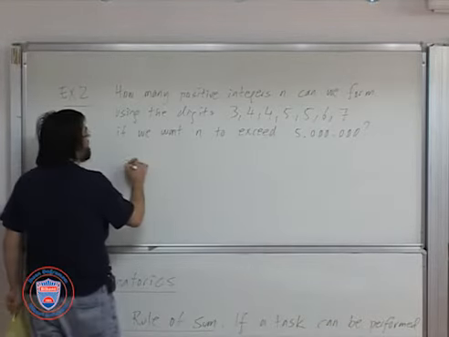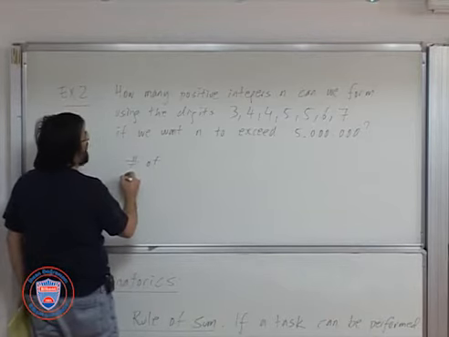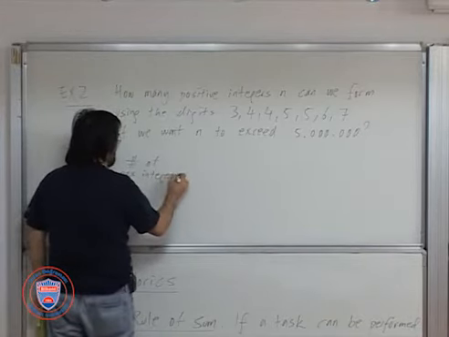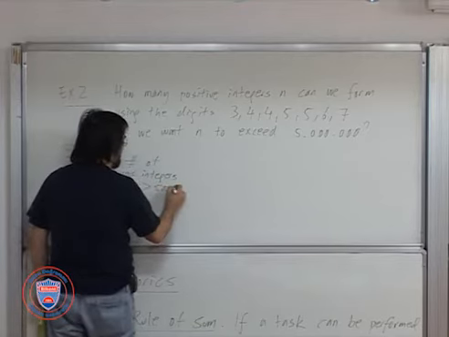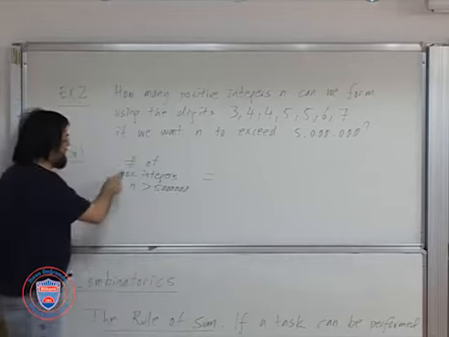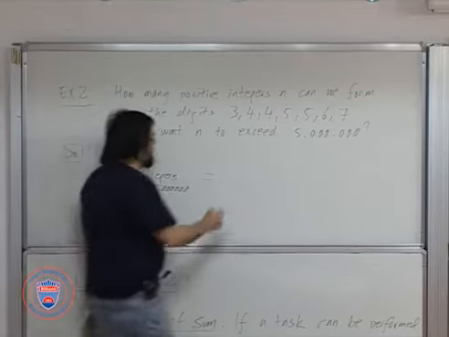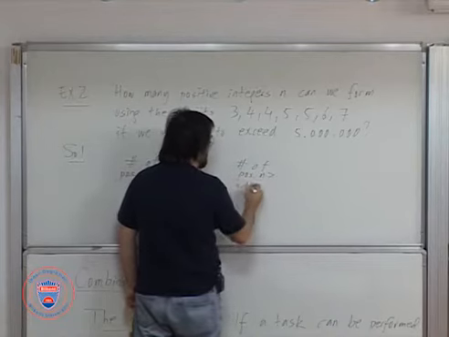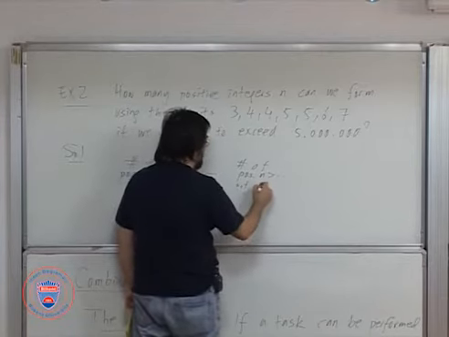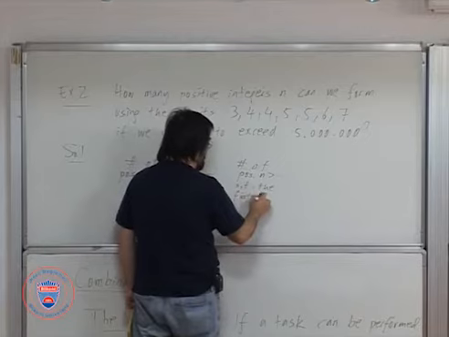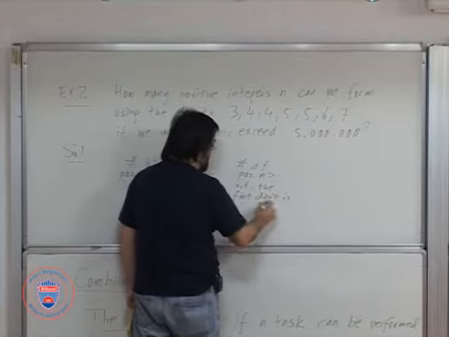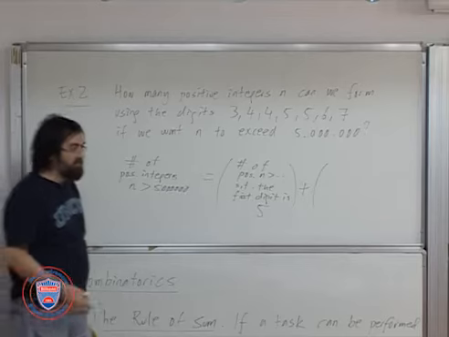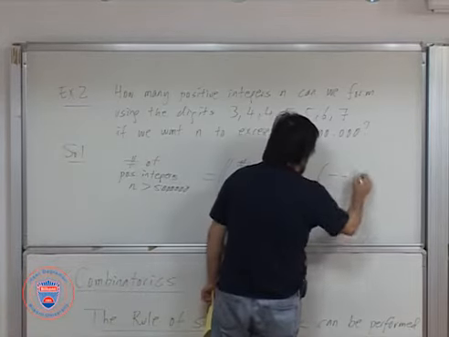So the number of positive integers bigger than 5 million is equal to, this sign usually means number of, the number of positive n bigger than 5 million such that the first digit is 5. Plus, what can it also be? It can be 6, or it could be 7.